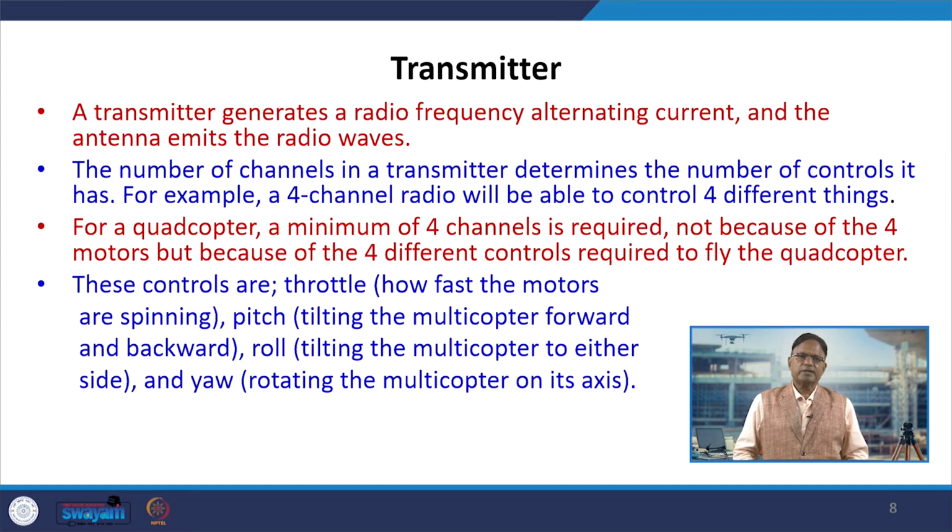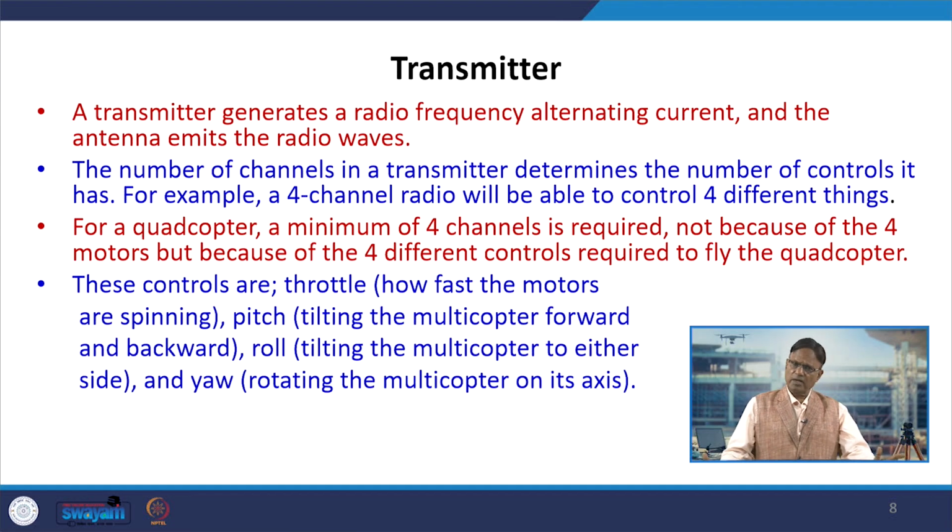Then we have a transmitter, a very important component of the drone system. It generates radio frequency alternating current, and the antenna emits the radio waves. There are a number of channels in a transmitter which determine the number of controls it has. For example, we may have a 4-channel radio system which will be able to control 4 different things.